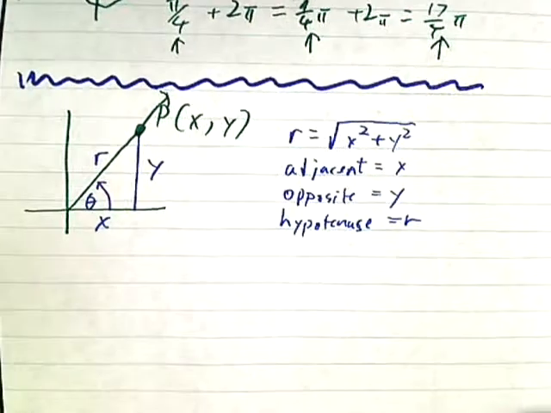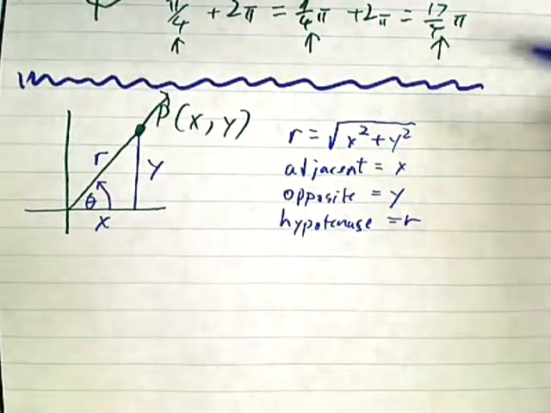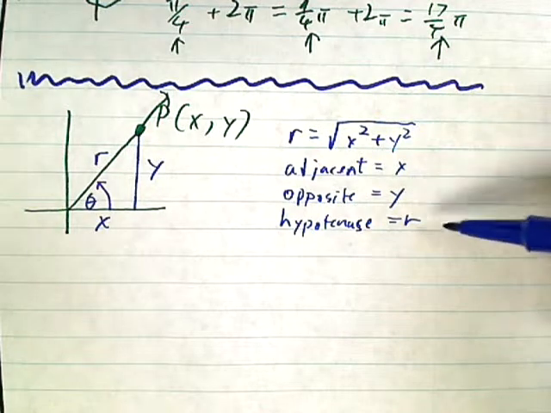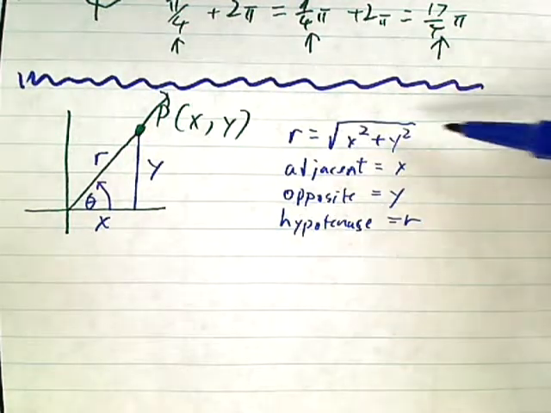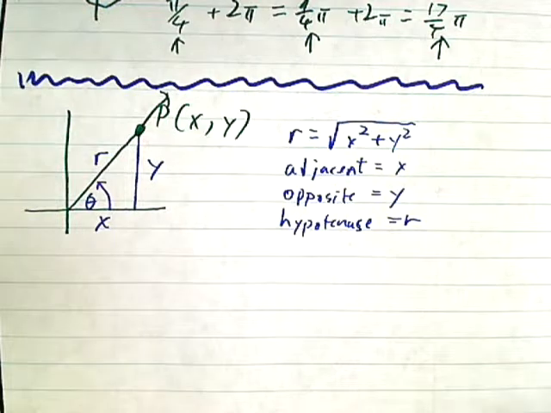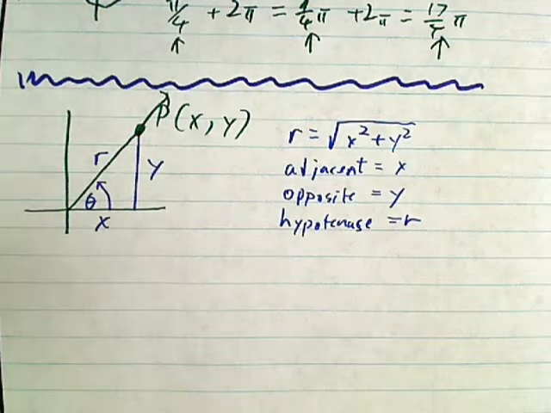Okay, so if I want to know sine, well, it's the opposite over hypotenuse. So I find the y-coordinate and then divide it by the hypotenuse. I have to find the value of r there, and then that will give me my fraction.